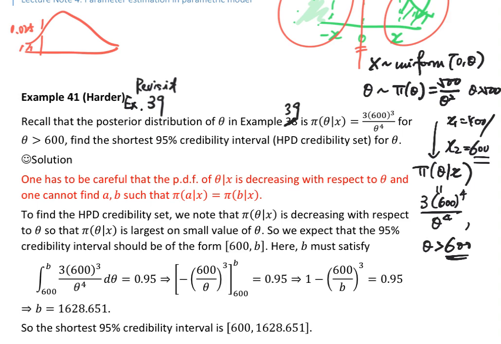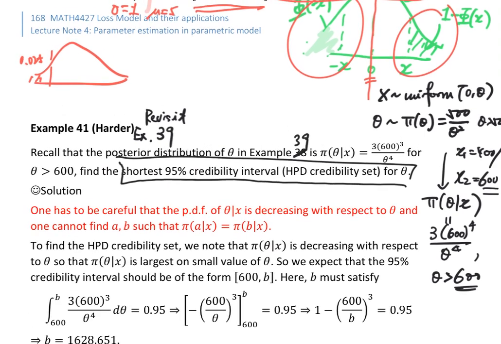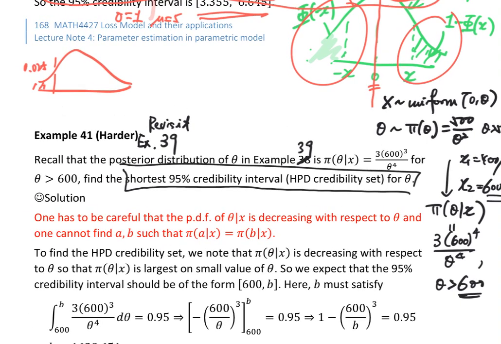Now, here what I want you to do is find out the shortest 95% credibility interval for theta. In order to do that, you first of all try to identify what this credibility interval is.